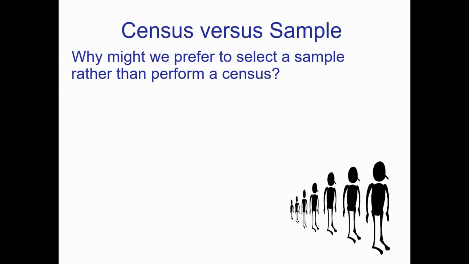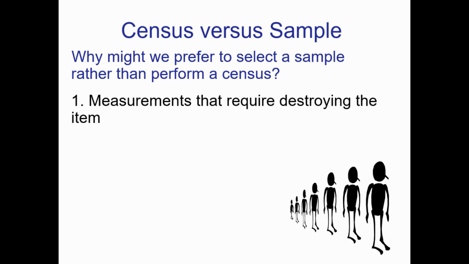What were some reasons we talked about that we might prefer to select a sample rather than the whole census? Cost. Yeah. What else? The amount of work. Time. Too much data. Yep. Here's one we didn't talk about earlier. You destroy the item.